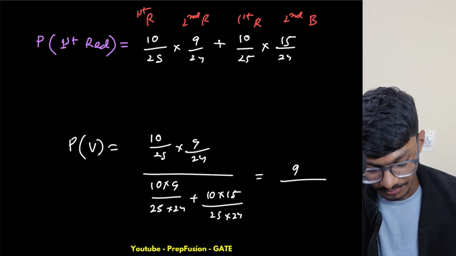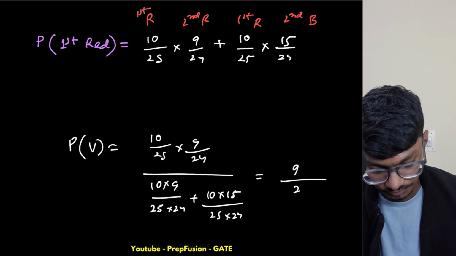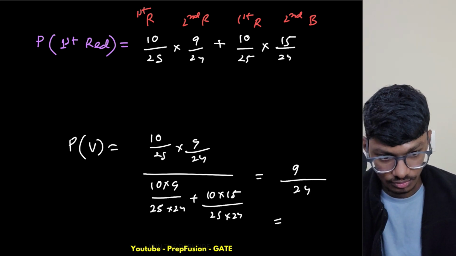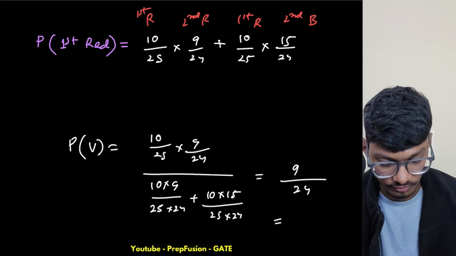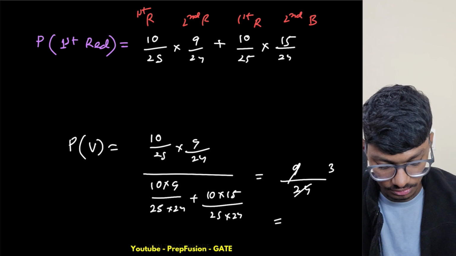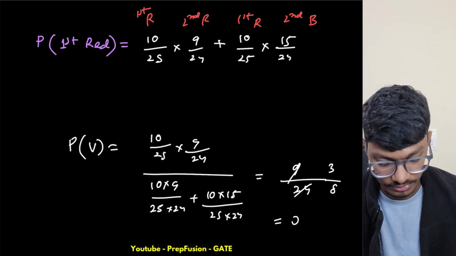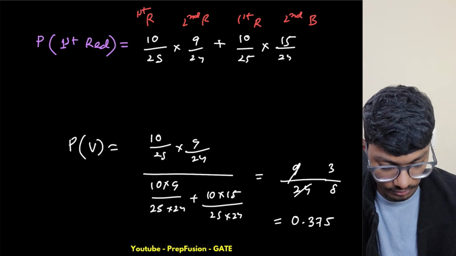Now what is happening here? 9 over 9 plus 15, which is 24. So simply 9 upon 24, divided by 3, is 3 by 8. 1 by 8 is 0.125, so 3 times this is 0.375. This is our answer.